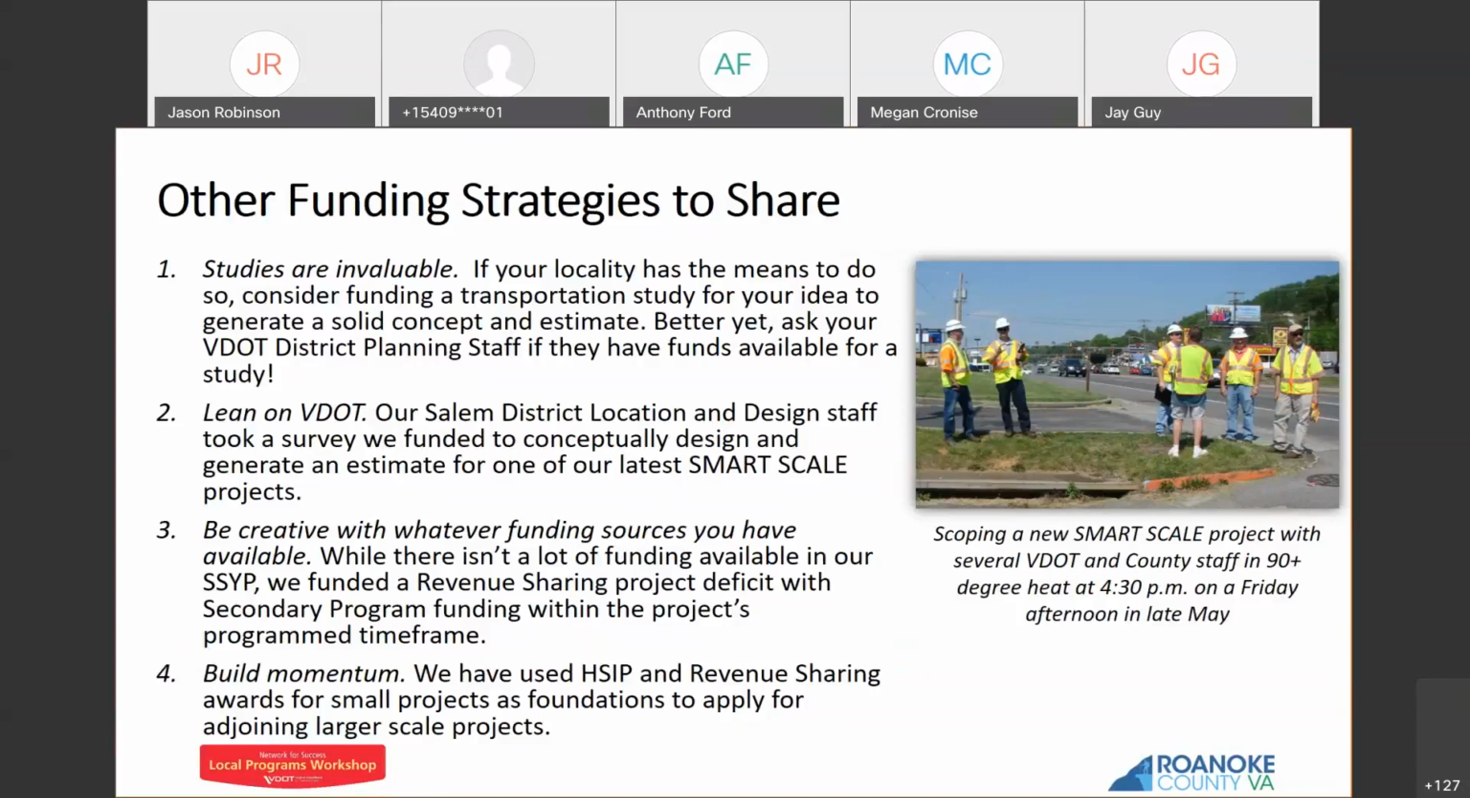And then build momentum. We've used HSIP and revenue sharing awards for small projects as foundations to apply for adjoining larger scale projects. We've done that in several different instances. And we're receiving some new HSIP money for some pedestrian accommodations at signals on Route 419, and we're looking to connect those pedestrian accommodations with sidewalk for a potential 5th round project. Next slide, please.